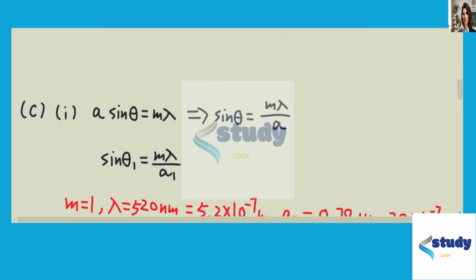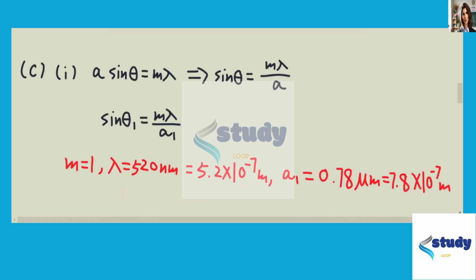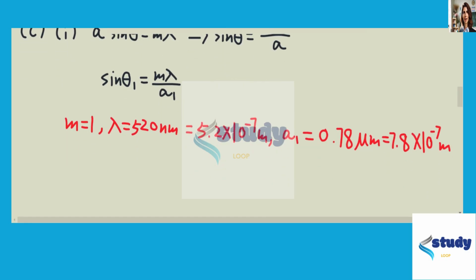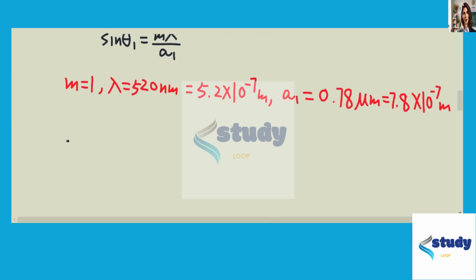And for question C, we have two different cases. So for the first case, for the first angular position, we have a sine theta is equal to m lambda. So therefore, sine theta is equal to m lambda over a. Let's say sine theta 1 is equal to m lambda over a1. In this case, you were saying that the first minimum, so therefore m must be equal to 1. And we already know the wavelength is 520 nanometer, which is 5.2 times 10 to the power negative 7 meter. And we know a1 is given as 0.78 micrometer, which is 7.8 times 10 to the power negative 7 meter. So we can plug it back into the equation to determine sine theta 1.